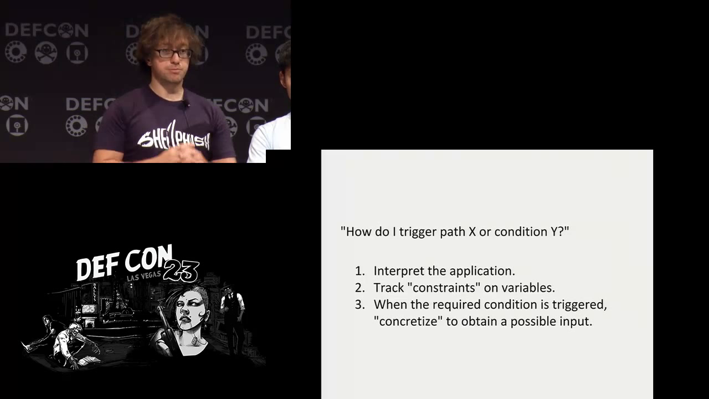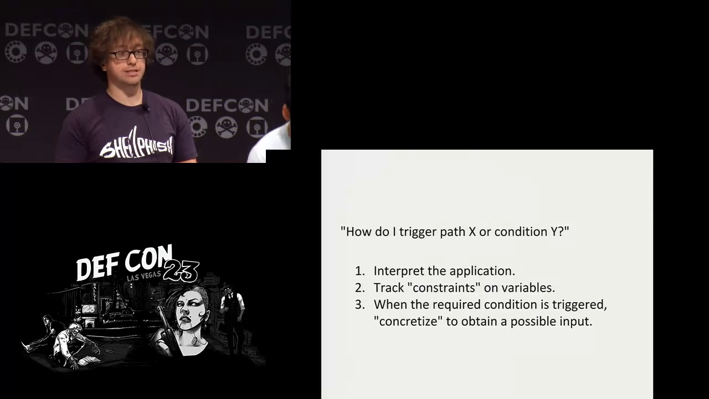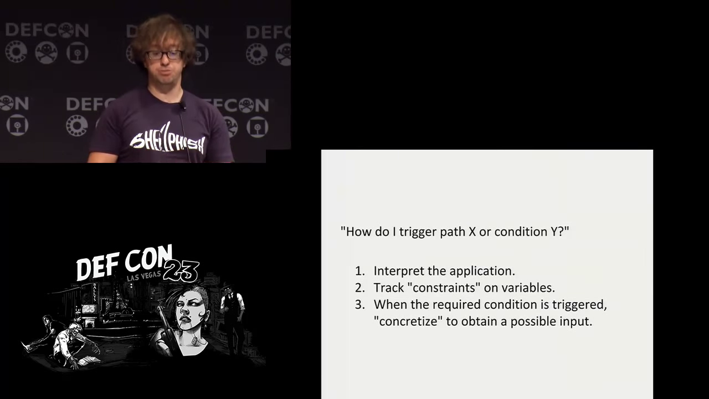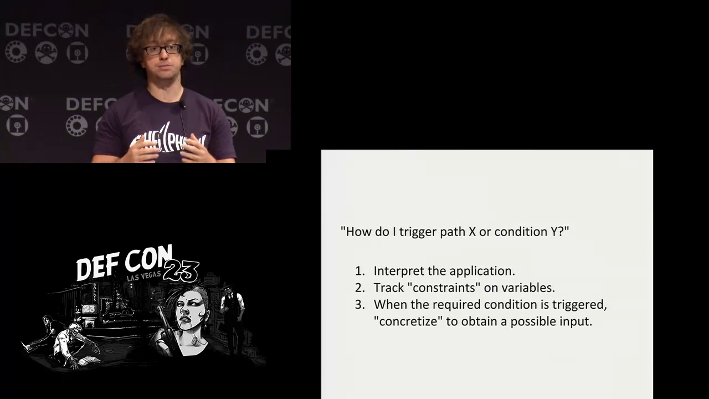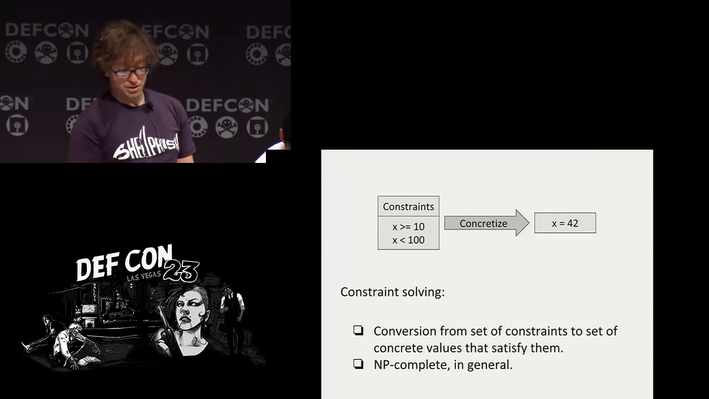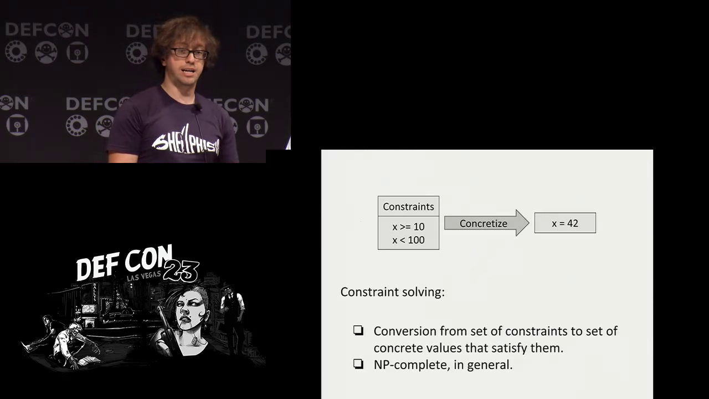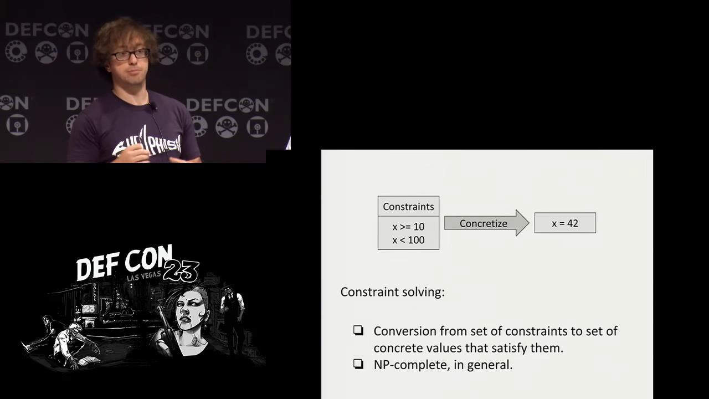In symbolic execution, we interpret an application. As we interpret it, we track constraints on symbolic variables. And when a required condition is triggered, when we see a path that we like, we concretize the variables to identify a possible concrete input. Let's do a quick example of concretization. If you have constraints on a symbolic variable x, and you say x is greater than 10 and x is less than 100, then you can do a constraint solve and come up with a number, 42.